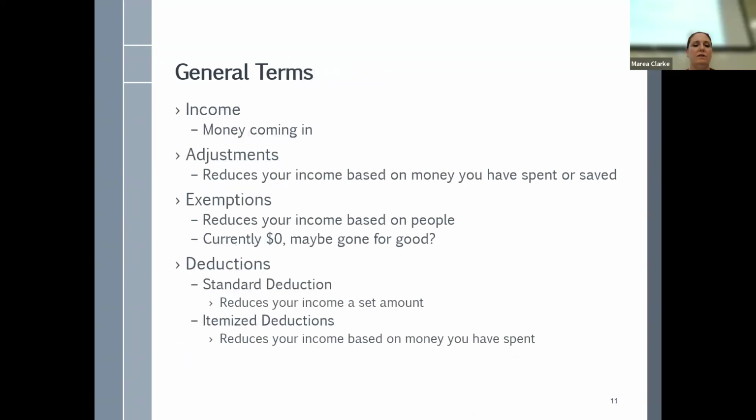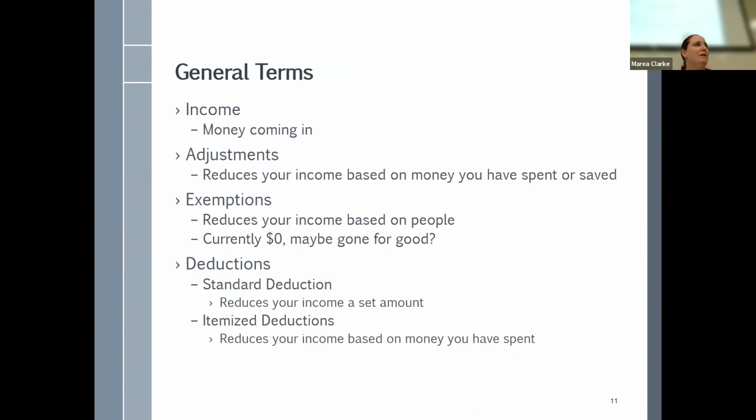So let's talk about each of these in a little bit more detail, right? Income is money coming in, but it's not actually just money, right? It's also things coming in. If you get crypto, that counts as income. If somebody gives you, like I say, Jair, dude, would you hook me up?